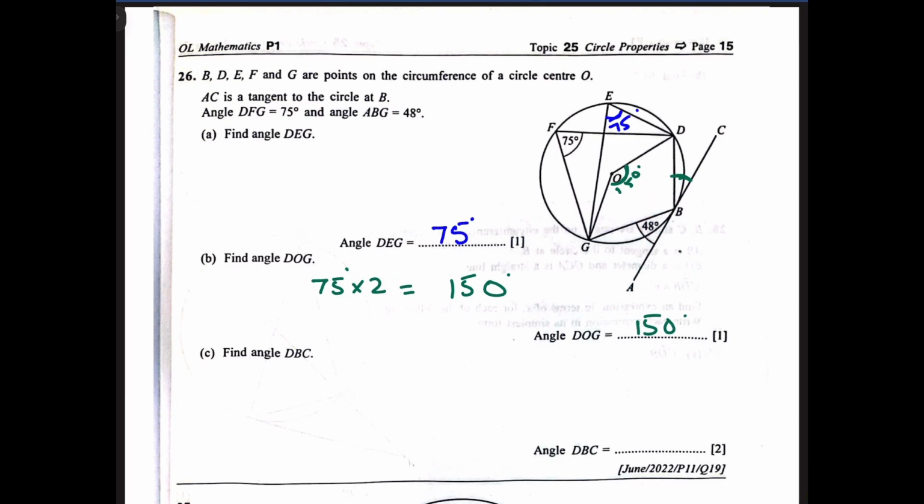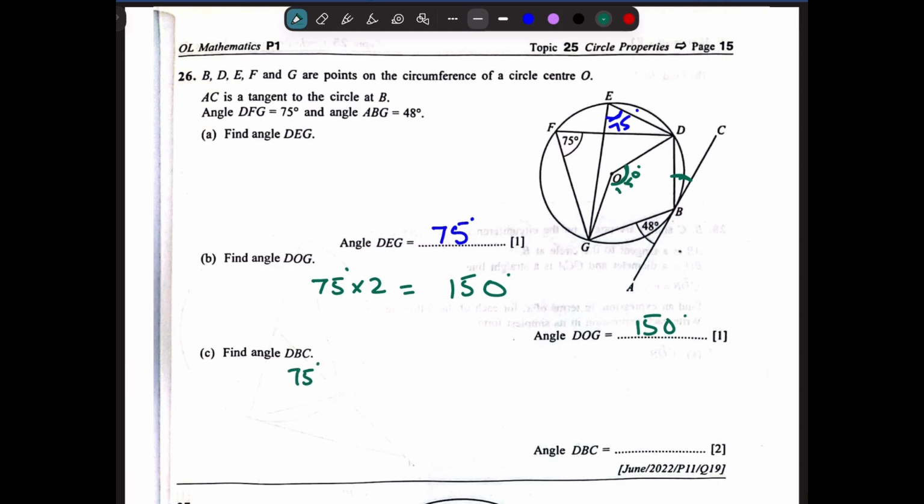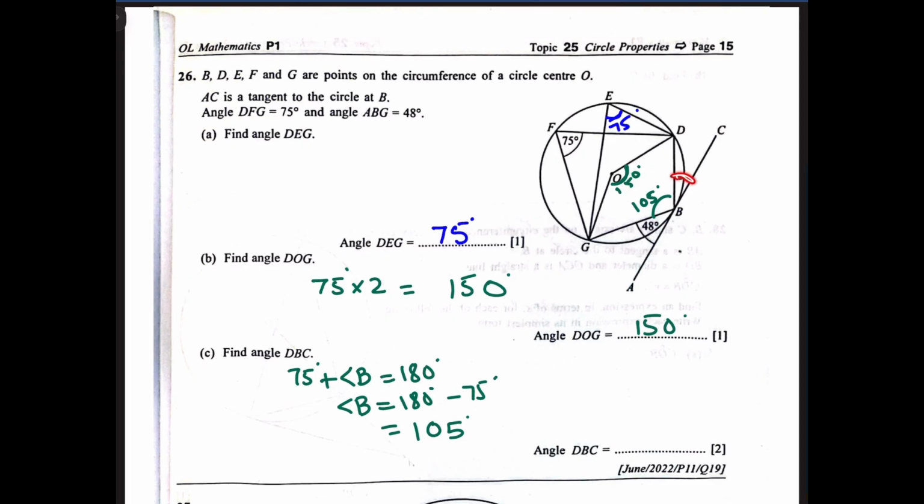So we are going to focus on the cyclic quadrilateral BDFG. Okay, so if this is 75, so angle B and 75 should add up to 180. So 75 plus angle B should be equal to 180 degrees. So angle B is 180 minus 75, which gives it to be 105. So this is 105 degrees. Okay, so now we can easily figure out this angle.